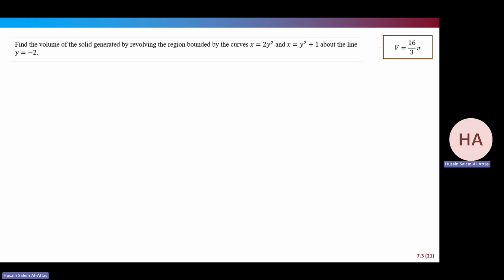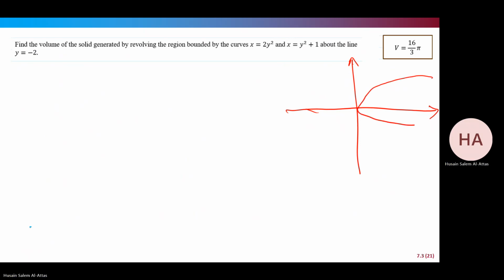Now, this one seems to be with respect to y. I graph the region as usual. It's good to practice these things. x equals y squared, this is the parabola. And they have another parabola. If y equals 0, it's 1. It will do something like this. This is the second parabola.